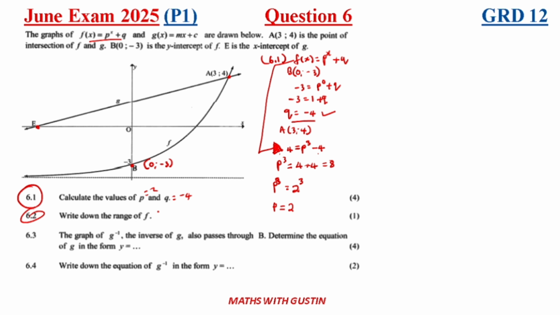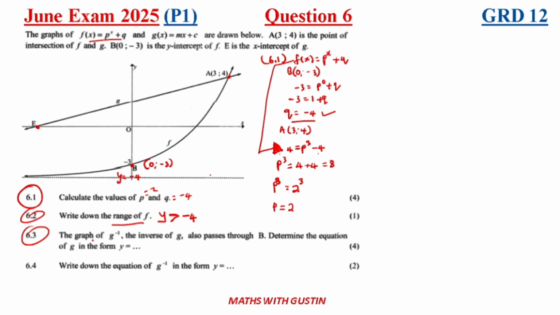Right. 6.2 says write down the range of f. The range of f, basically what they are asking us is, from which values of y does the graph exist? Where can we see this graph of f? We can see it is here. There it goes up there. So this is the line of the asymptote, which is y is equal to -4. Anything that is greater than -4, the graph does exist. So this should be just 1 mark, which is just y is greater than -4.